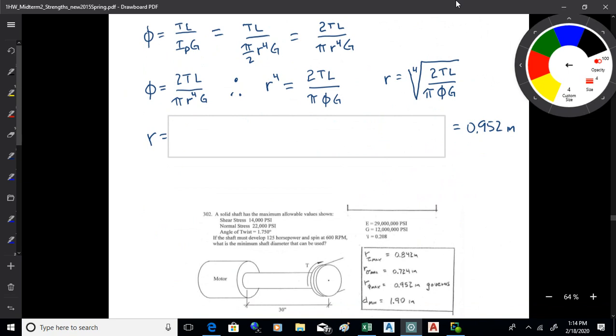So you can do the same sort of thing with that phi formula. Phi is TL over IG. Understand that I is pi over 2 R^4. Rearrange that and take the fourth root. You solve for the radius, the fourth root of 2TL over pi phi G. You've got all that stuff to plug in. You've got the allowable angle, and you get a third required size for the shaft. So these are 3 separate things to look at. You solve for the shaft size for each one of the 3.